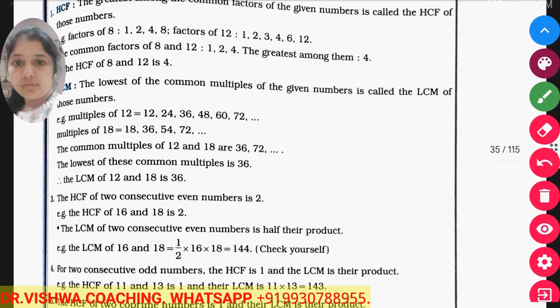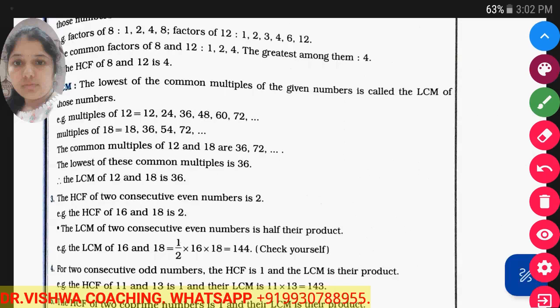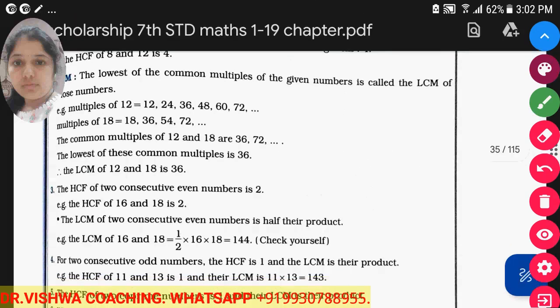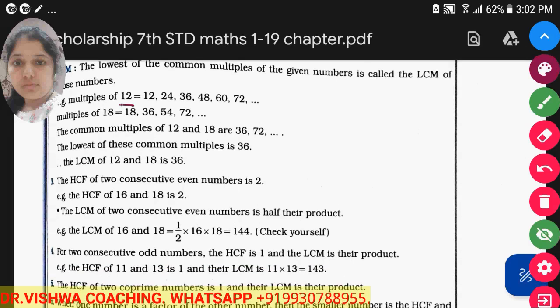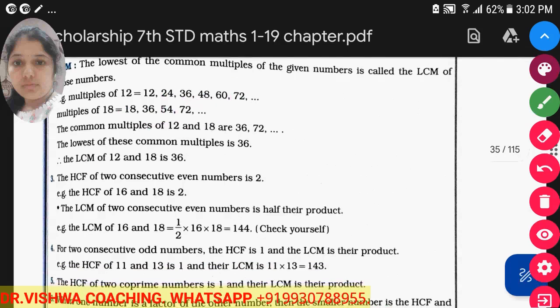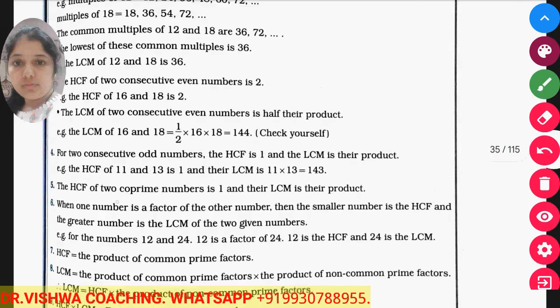And to calculate the LCM of the numbers, we have to find the least common multiple of two or more numbers. So if you look carefully, for 12 and 18, they have written the multiples of 12, they have written the multiples of 18, and the least common one, सबसे छोटा वाला is 36. So 36 is the least common multiple of both of the numbers.